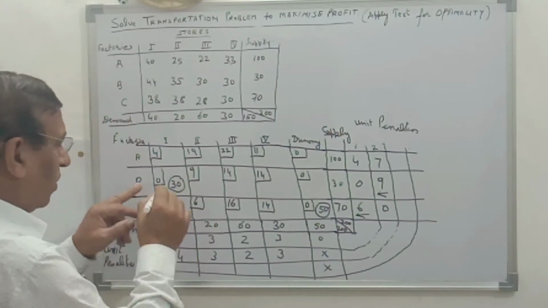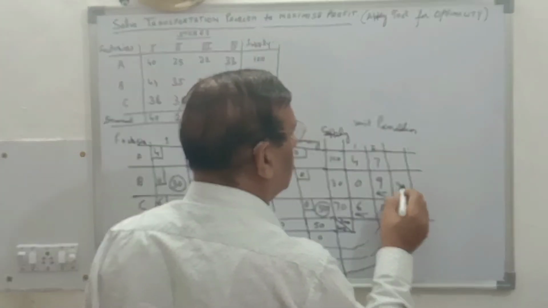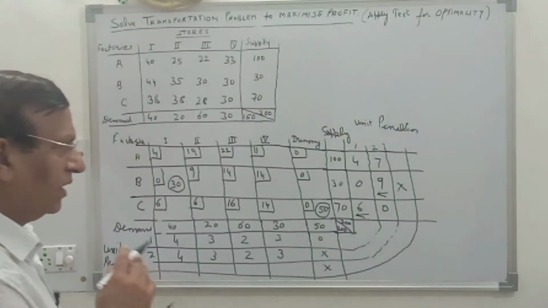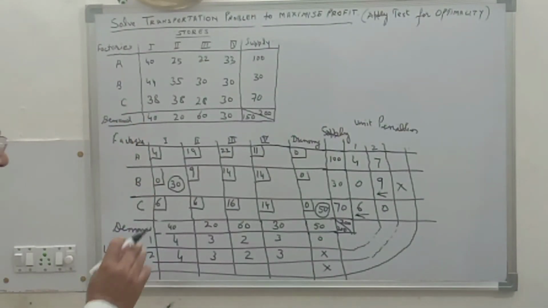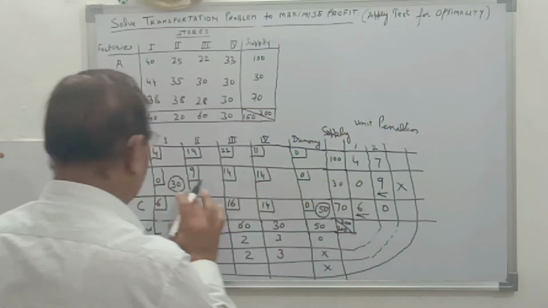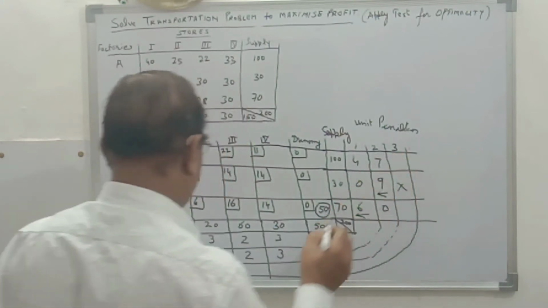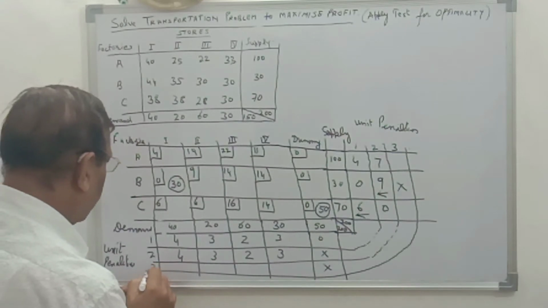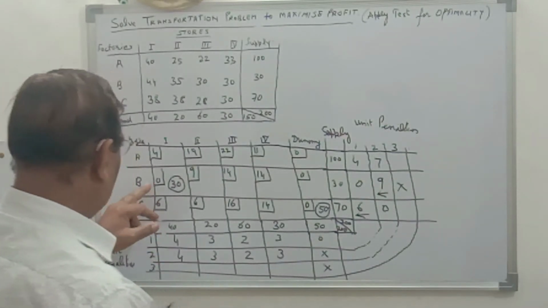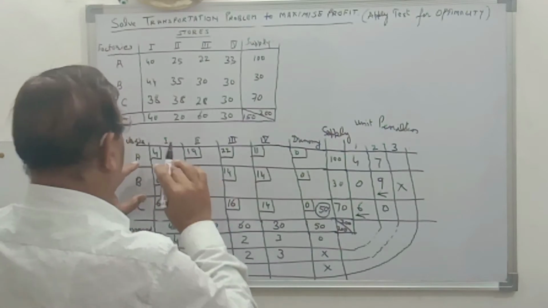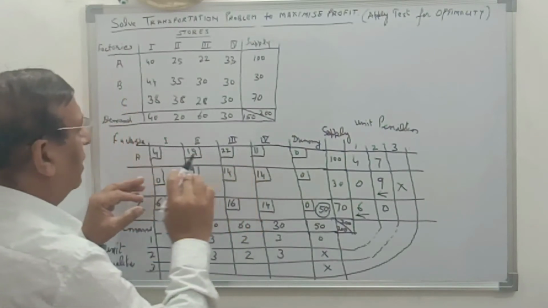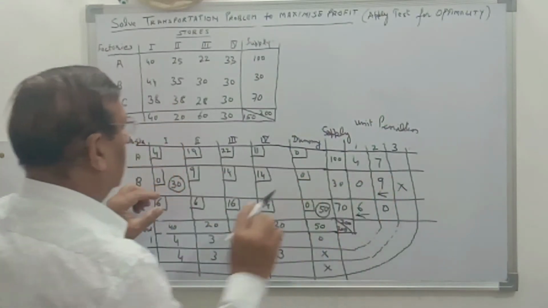This column is still there, but this row has been satisfied. No row has been satisfied because 30 units have been allocated. Now, the third time, this row is not there. We have to keep in mind that this row is not there.